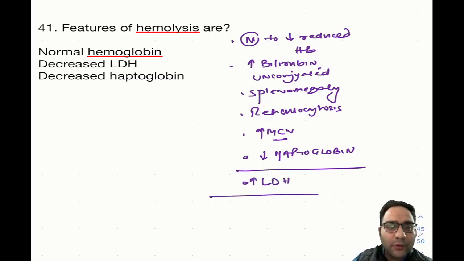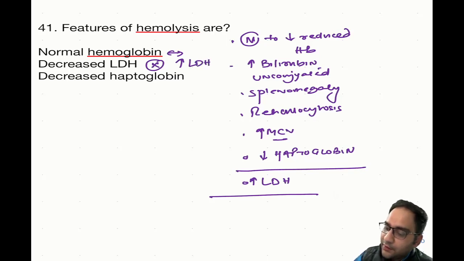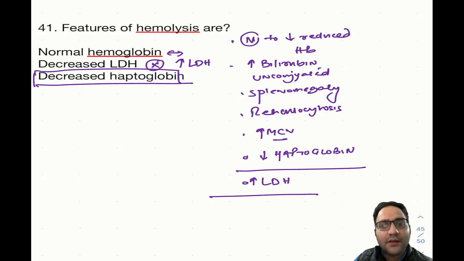So going through the options, normal hemoglobin. Yes, you can get normal hemoglobin. Normal to reduced hemoglobin can be seen in hemolysis. Decreased LDH, no, you do not get decreased LDH, you get increased LDH, right? So decreased haptoglobin is the best answer here, okay?